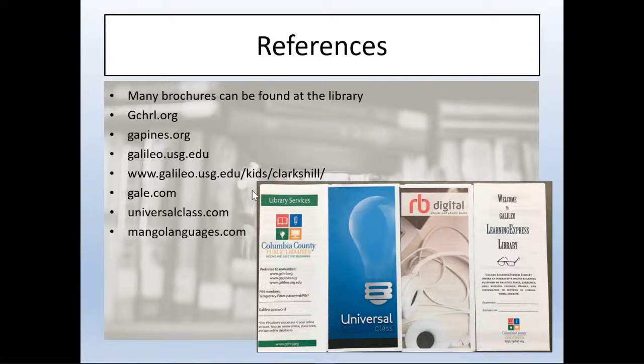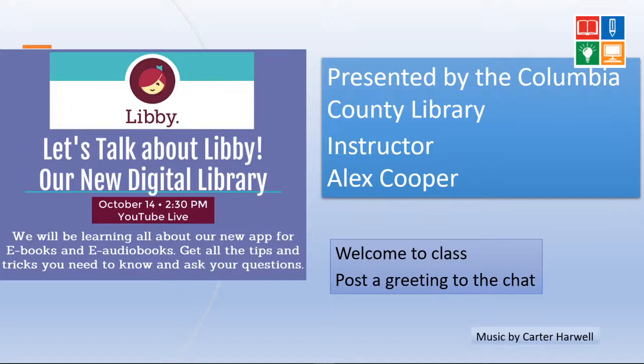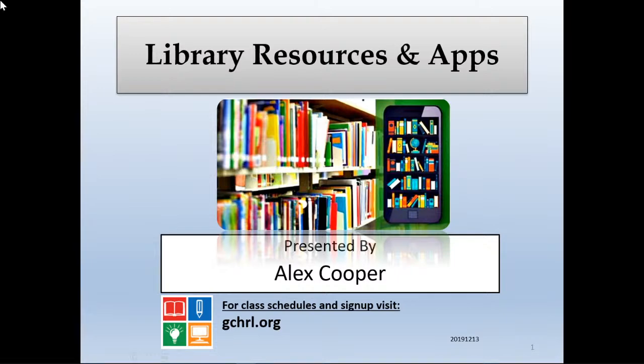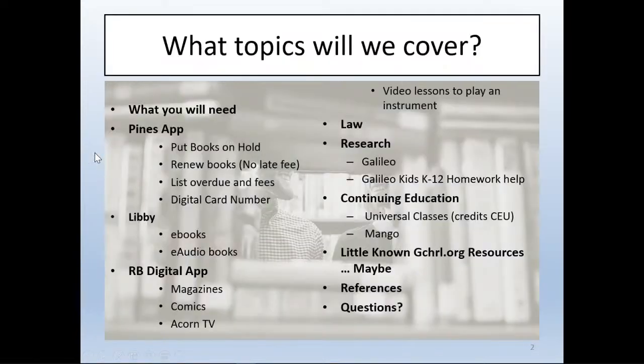Okay, so let's talk about what we covered today. So we talked about what you would need to access our resources at the library. Of course, our biggest one was having a library card. Other thing was being able to access the Pines app, so you can put books on hold. Of course, if you want to do curbside holds pickup, contact the library through the gchrl.org website. The information's there, basically on the main page.